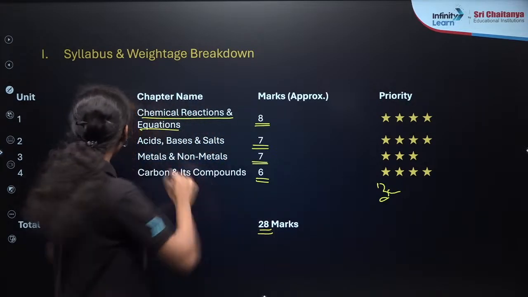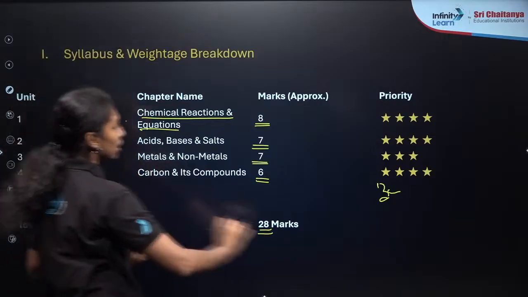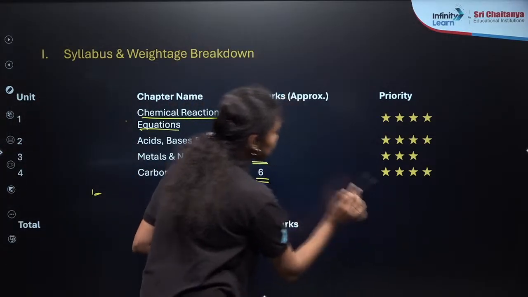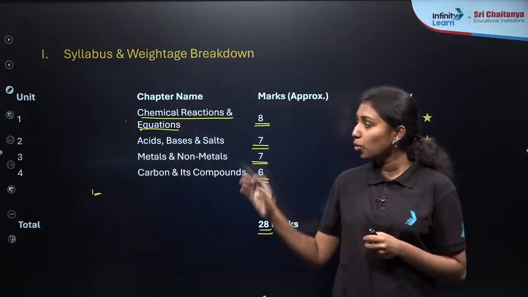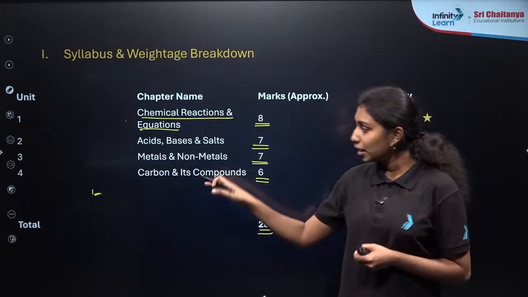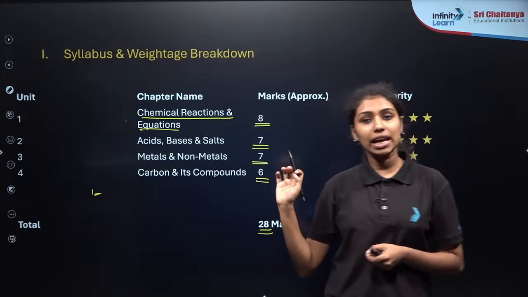So what is the main weightage over here? If you are looking at the complete chemistry chapters, you can say that chemical reactions and equations will have more questions. So while you are revising all the chapters, you should give more importance to the first chapter. All the other chapters are very important, but it will be especially important to cover chemical reactions and equations.